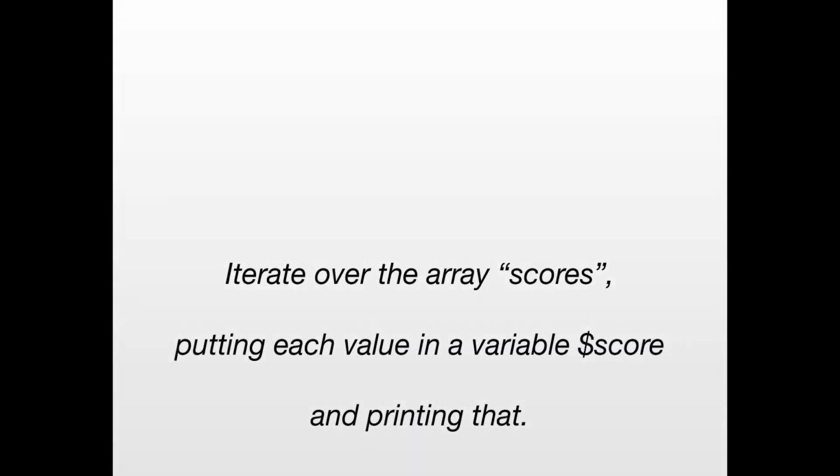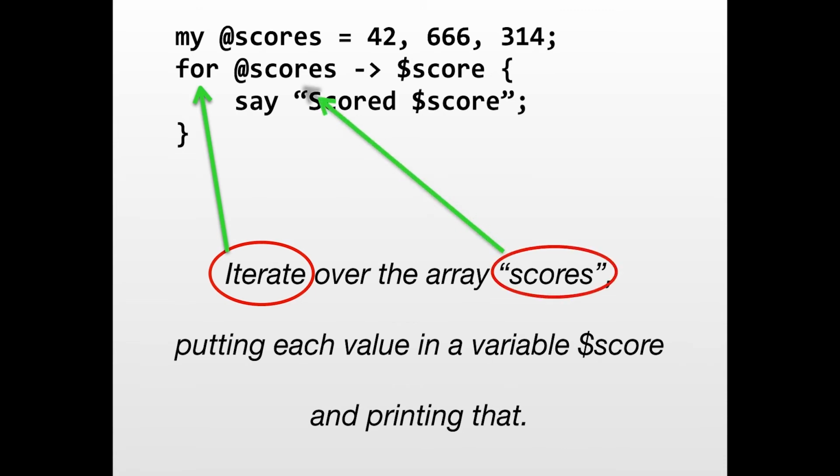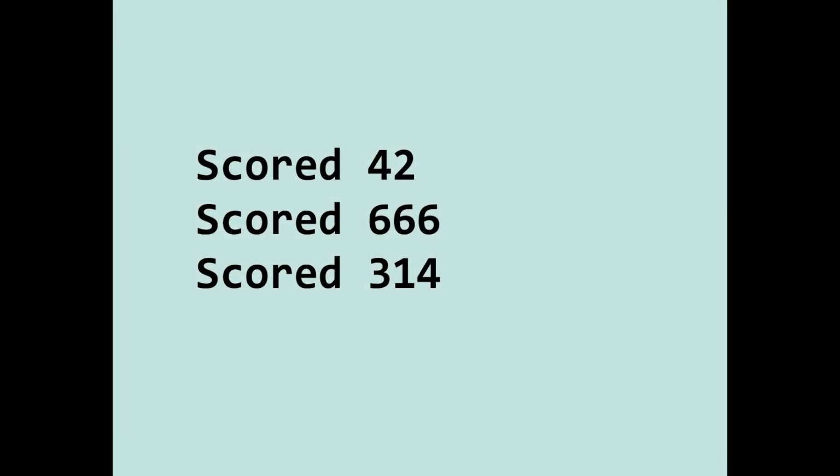So what if we want to iterate over the array scores, putting each value in a variable score and printing that? It looks like this. Iterating over something you can do with for. The array scores we specify there, and we can specify the variable that it should be put into with the little arrow sign, and you will print that. So how does that look? It looked like this.